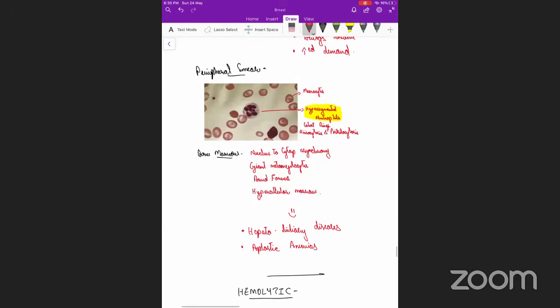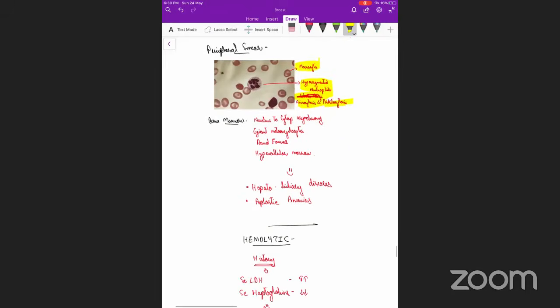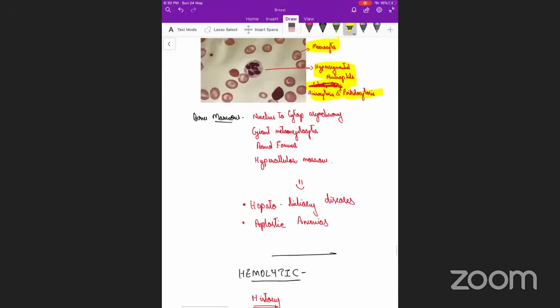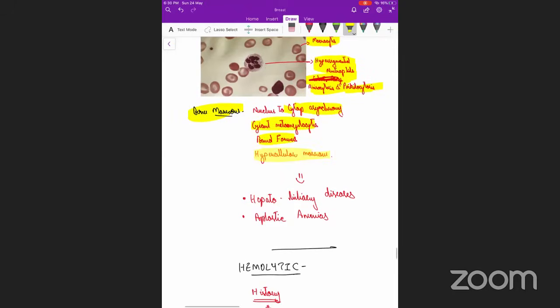Then you can look for Cabot rings, anisocytosis, poikilocytosis, and macrocytes. All these are peripheral smear findings. If we do bone marrow, we can find asynchrony because there will be a nuclear DNA defect. So there will be asynchrony. Giant metamyelocytes and band forms, because other granulocytic precursors as well get affected because of the nutritional deficiency. All these things, and hypercellular marrow.